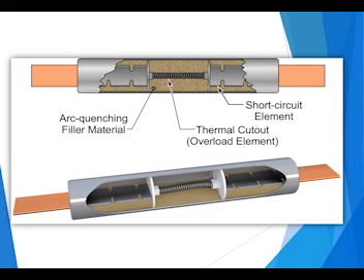Our second element is our overload element, or our thermal cutout. The thermal cutout will protect the motor from a prolonged high current. If there's not enough current to trip out the short circuit element, but there is enough current still there to damage the motor, that's when the thermal cutout will open. It has inverse time characteristics, which means that the higher the overload current, the faster the fuse opens. So it provides a delayed response up to about 500% of the fuse continuous rating. So with my time delay fuse, I not only have overcurrent protection, but I also have overload protection.